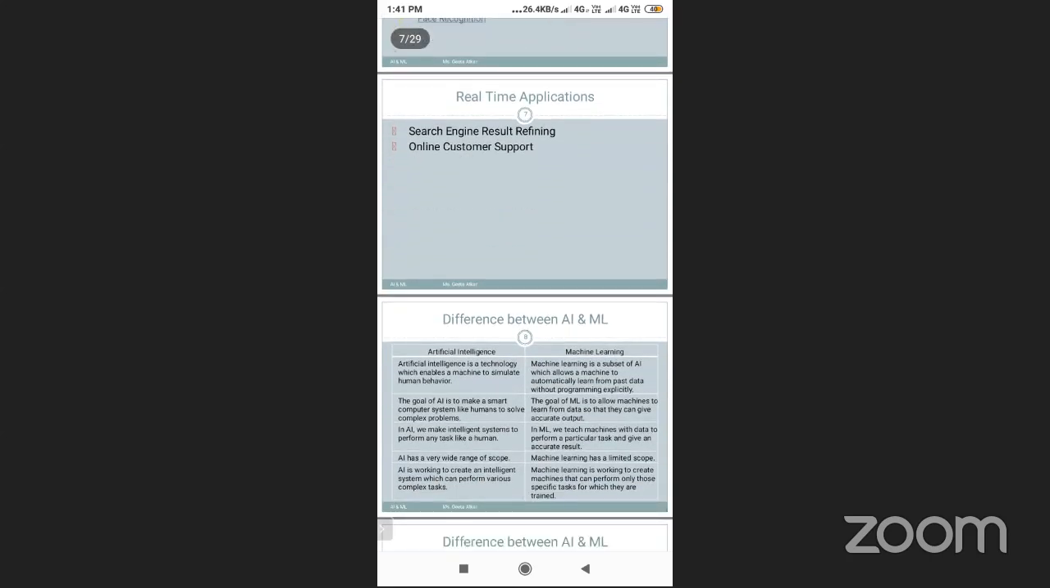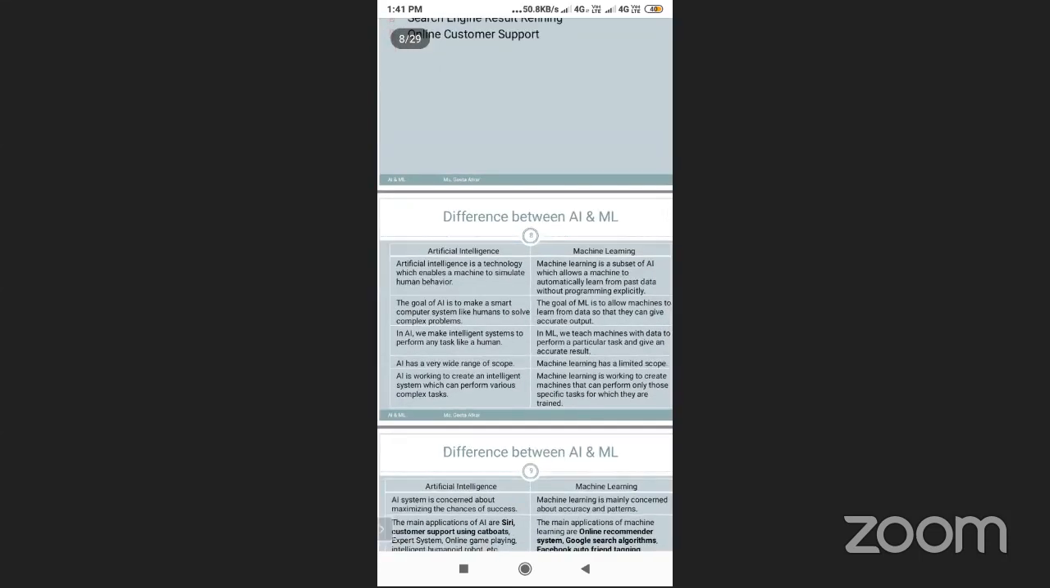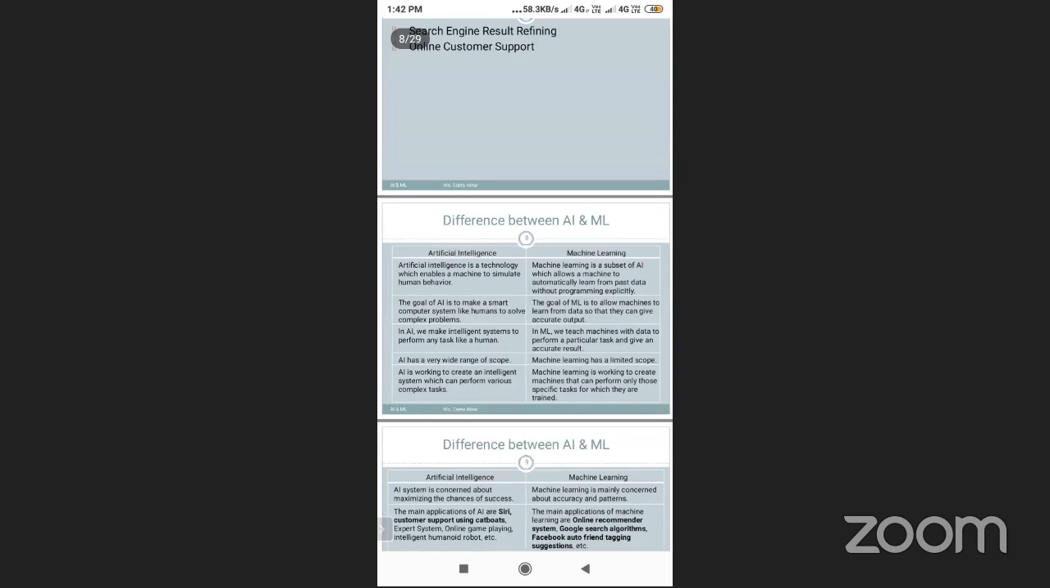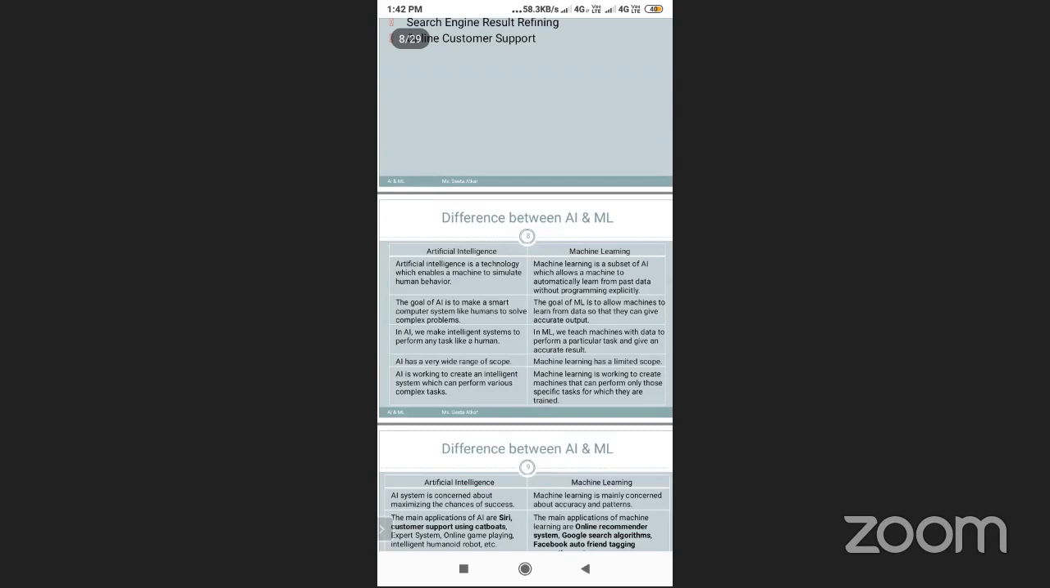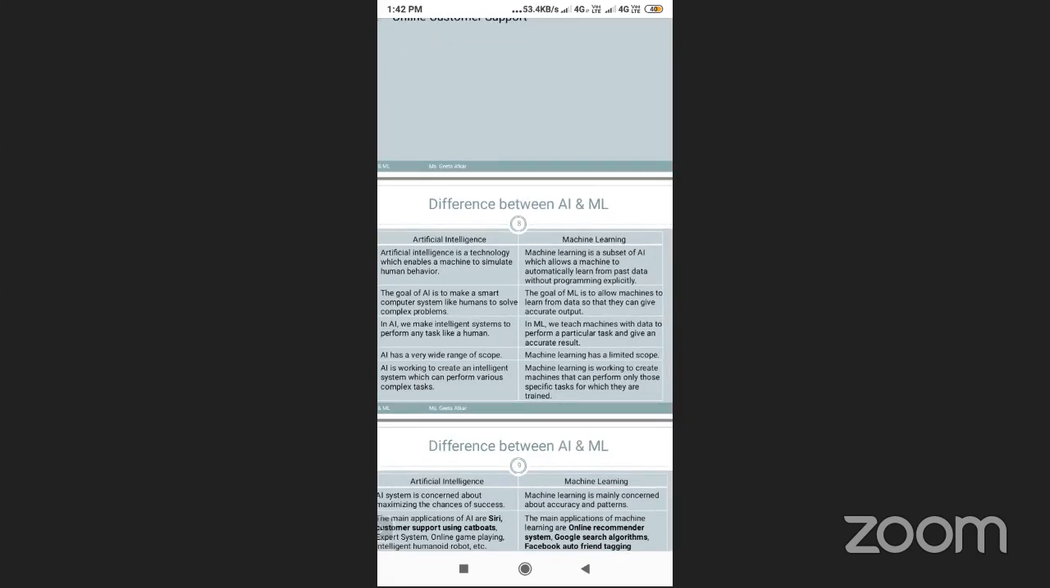Now the next point I want to focus on is the actual difference between AI and machine learning. As I told you, artificial intelligence is a technology which enables a machine to simulate human behavior, meaning the machine will actually act as a human. But machine learning is one of the subsets of artificial intelligence, a sub branch of it. Here, the machine will automatically learn from past data. Whatever inputs we provide to the machine, from that input the machine will learn. Then only can the machine predict the future in case of machine learning.